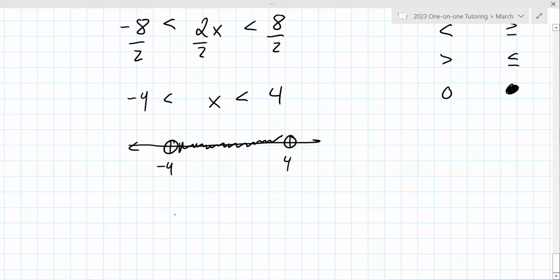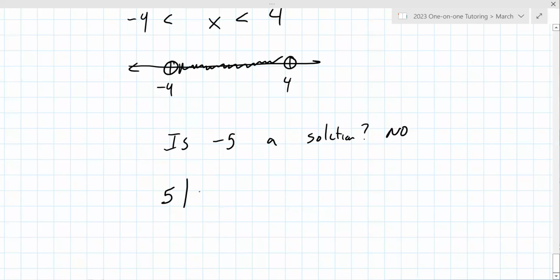Is -5 a solution? No, it is not. So we know that this is false. So we're going to go back to the original. The original was 5, absolute value 2x less than 40. Because -5 is not a solution, when you put -5 in here for x, it better not work. This better not give you something that is true. If it does, you should look at your multiplication sign error, stuff like that.